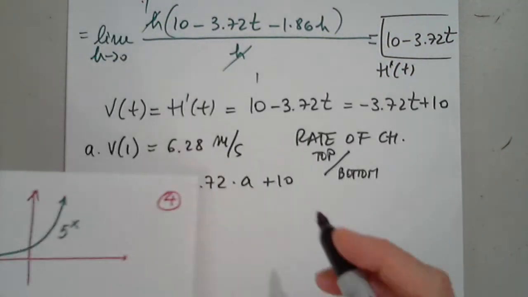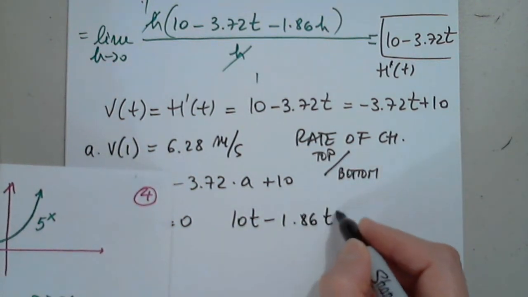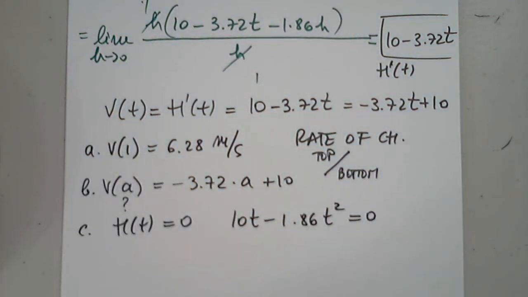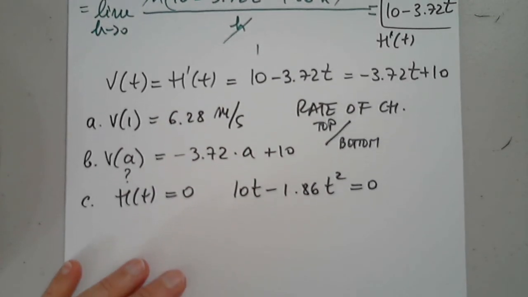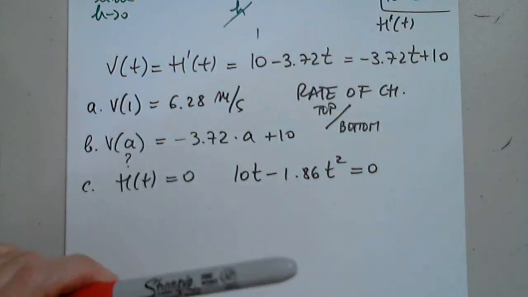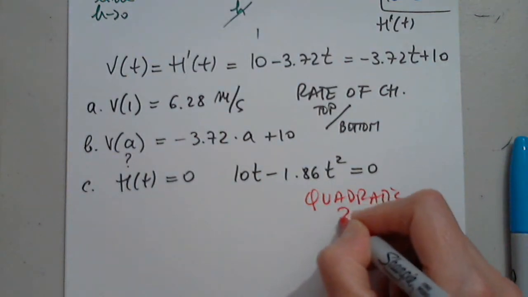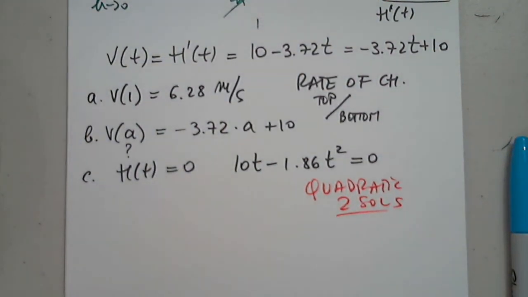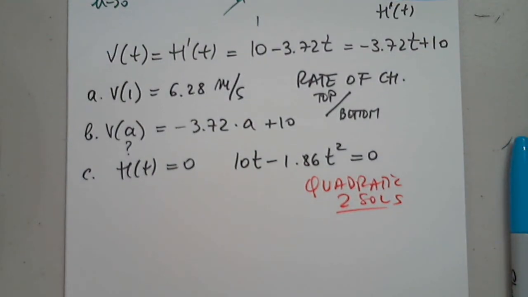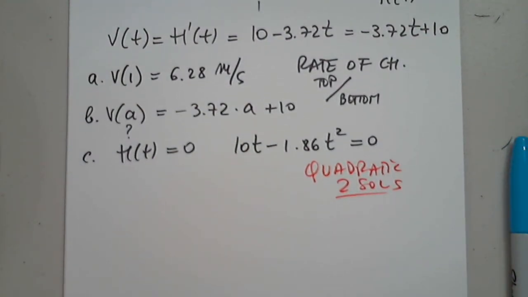Good. So here's the distance. So I have 10t minus 1.86t squared equals 0. What type of function, or I should say what type of equation is this? Quadratic. Thank you very much. How many solutions? 2. Absolutely. Good. How will you address this? What will you do? Realistically, the positive solution would be the realistic one because it has to go up first. If that makes sense. It can't hit the water before it's even been thrown.